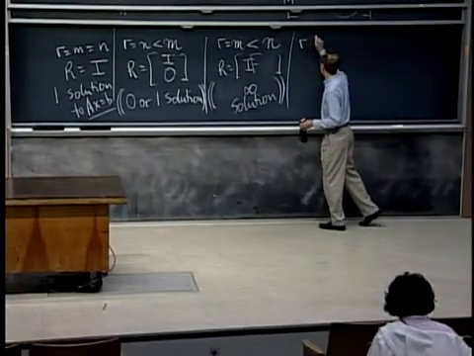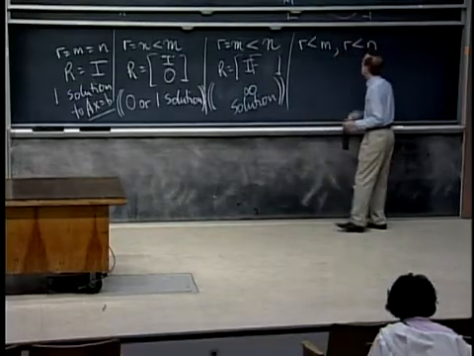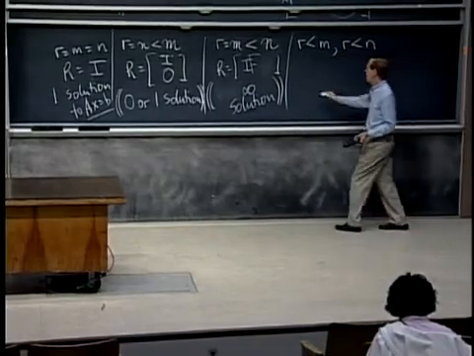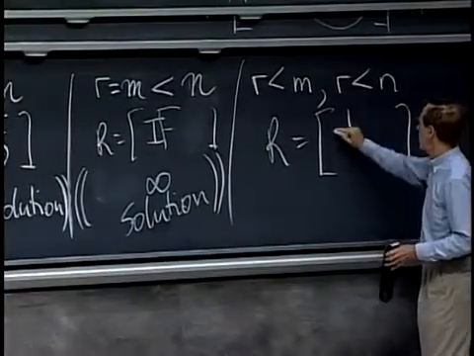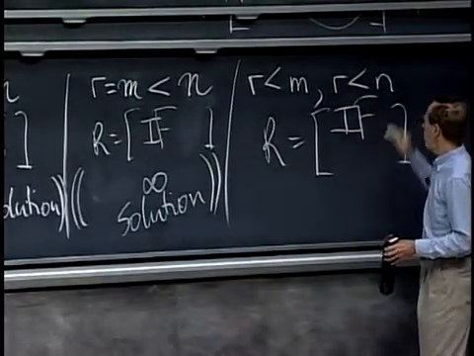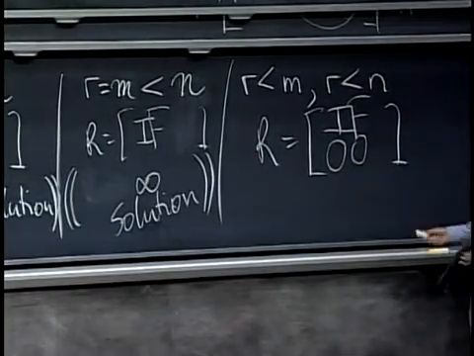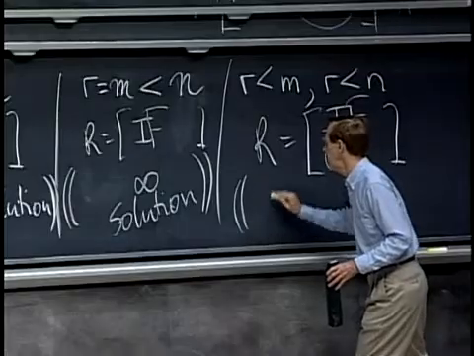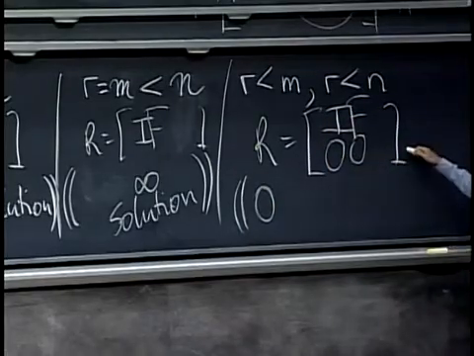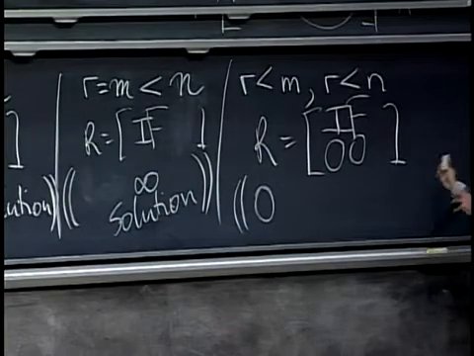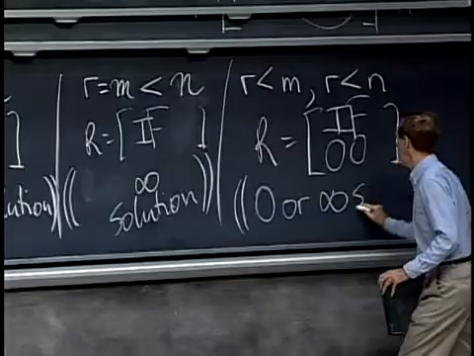Then the final case is where r is smaller than m and smaller than n. Okay. Now that's the case where R is the identity with some free stuff, but with some zero rows too. And that's the case where there's either no solution, because we didn't get a 0 equals 0 for some b's, or infinitely many solutions.